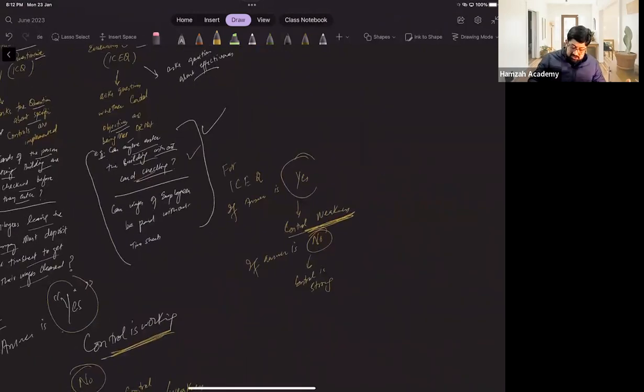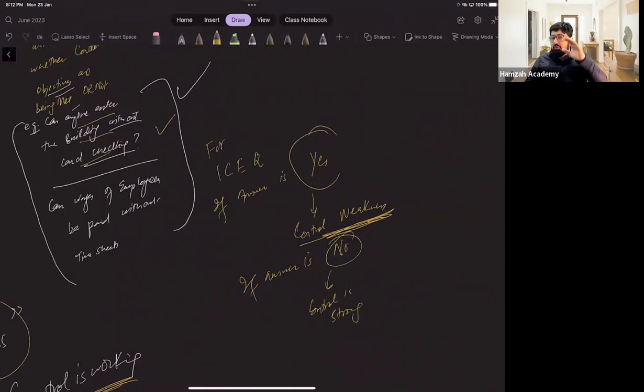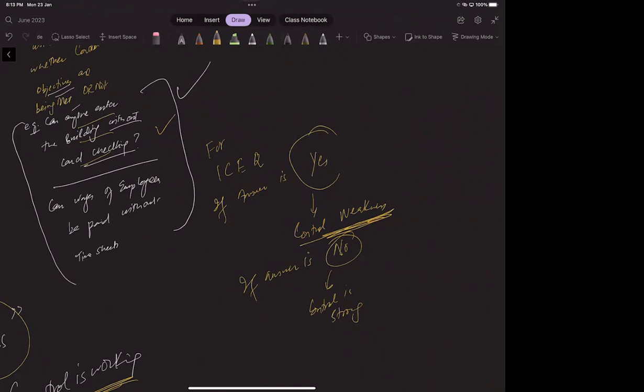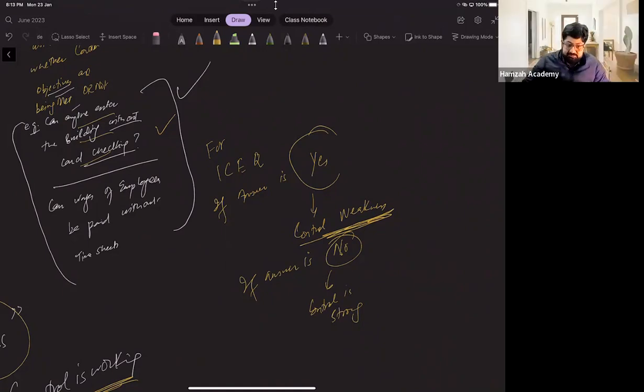So you see here, as I told you before, control objectives may be the same for all companies, but specific control activities to achieve those objectives may be different across different companies. Is this sentence clear conceptually? Yes. So ICEQs are objective based.